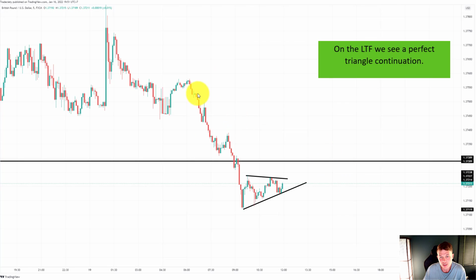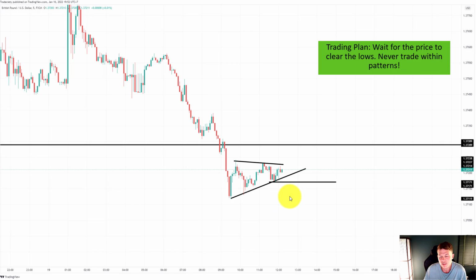And on the downside, we want to see exactly the same. Where you see that the market has moved to the downside. Here the market is moving up, and we want to see the market get out of this pattern now. So what we're going to do is create a trading plan. And first of all, you always want to make sure that you don't trade within those patterns.